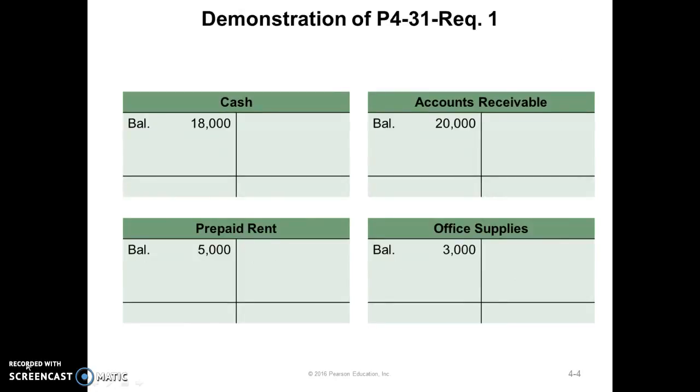All of these, it's just taking the unadjusted trial balance and putting them into T accounts. On the unadjusted trial balance, we know we had cash for $18,000 as a debit. So you see the T account cash with a balance of $18,000 in the debit column, and we have it for all the accounts.